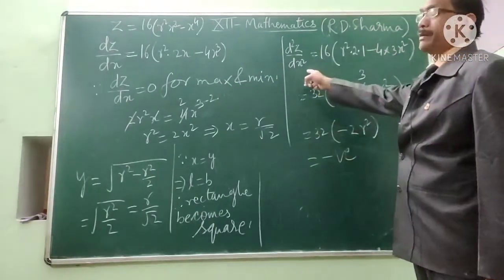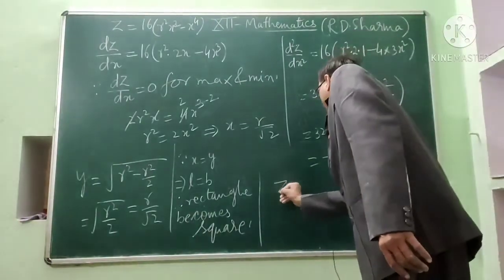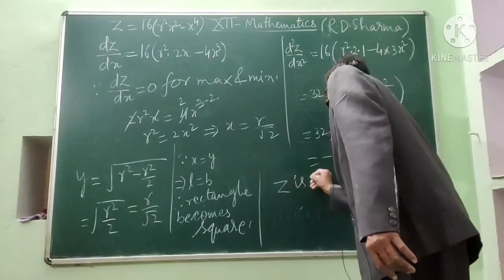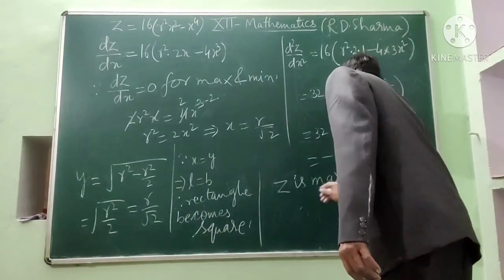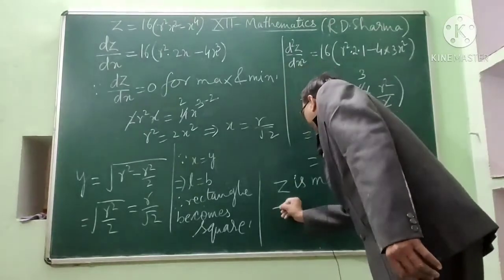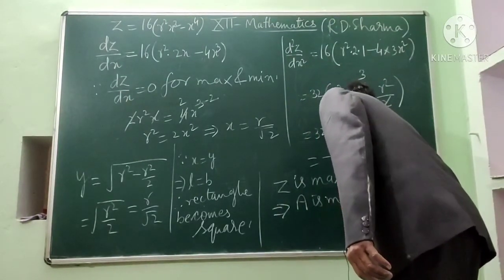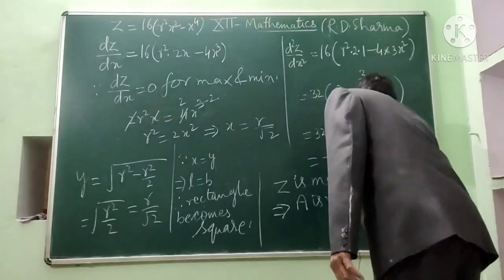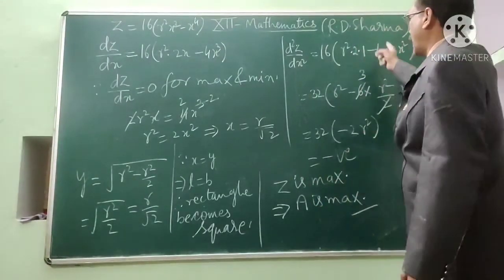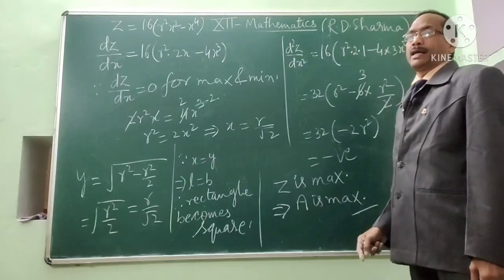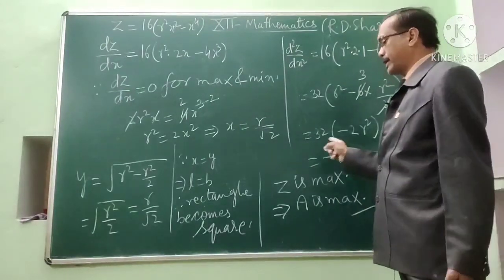Since the second order derivative is negative, therefore z is maximum. When z is maximum, then A is also maximum. So the area of the rectangle is maximum when it is a square.